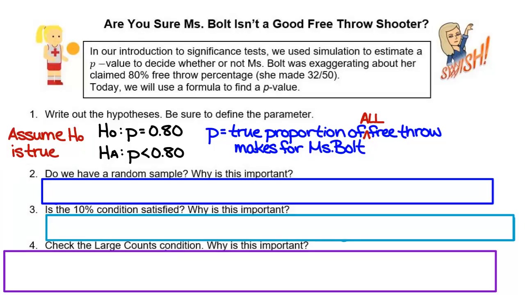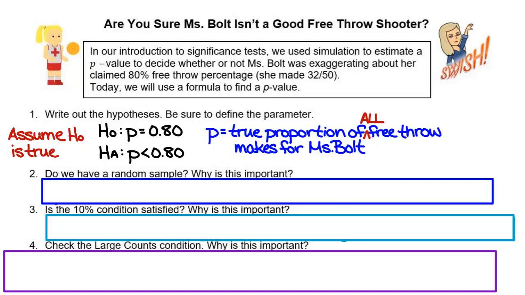Whenever we're doing a significance test, we will always assume that the Ho is true. There always has to be this assumption at the beginning that one of these pieces is true, and we're always going to assume that the Ho is true. And then we go looking for evidence to see if we have evidence that it's not true.